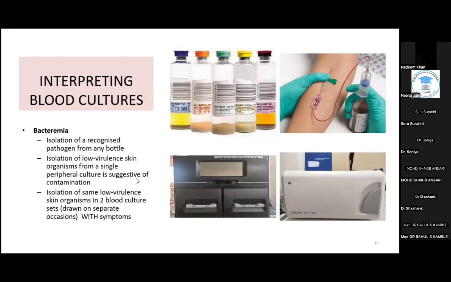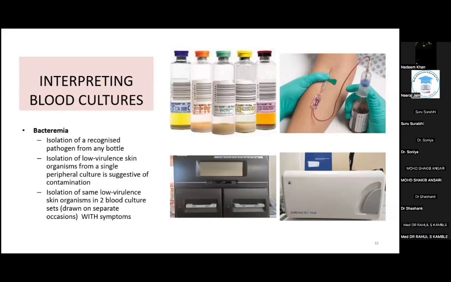It is necessary to pair up aerobic and anaerobic bottles from each hand, say left hand and right hand. From each bottle, at least 8 to 10 ml of blood should be collected. So in total, about 40 ml of blood should be collected from an adult patient. From pediatric patients, the blood volume should be collected depending upon the weight. The advantage of the anaerobic bottle is that it increases the yield. And the advantage of four bottles is that it increases the yield.